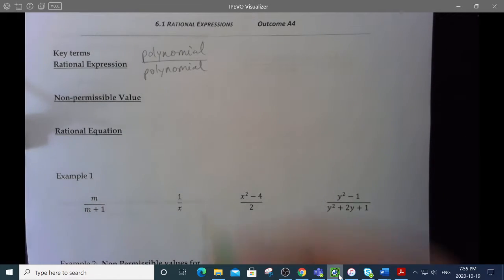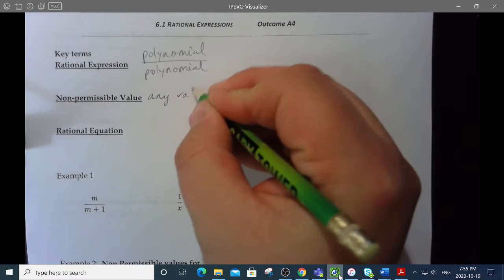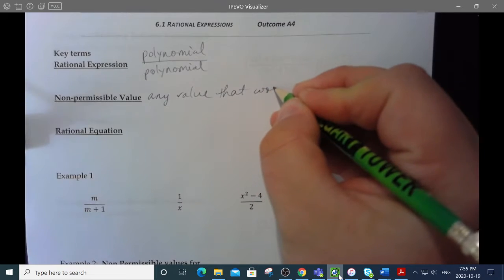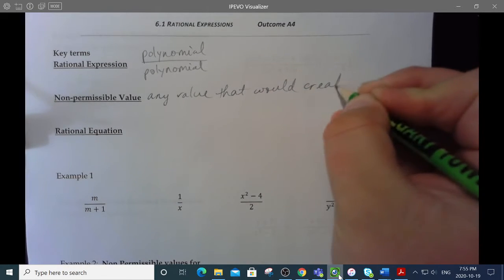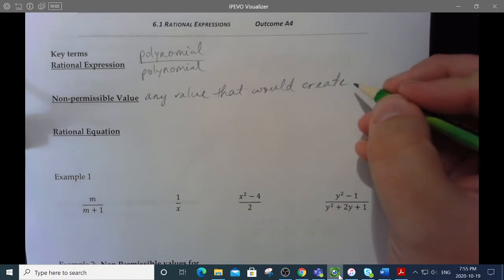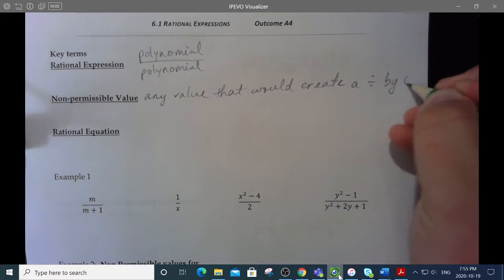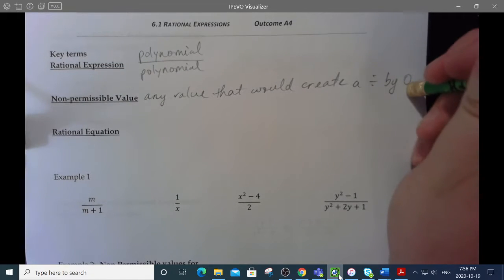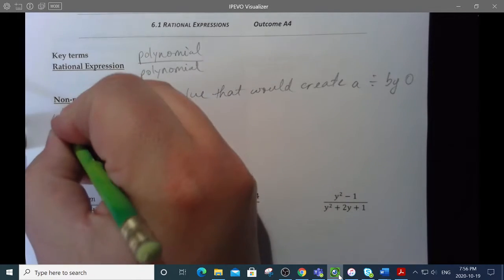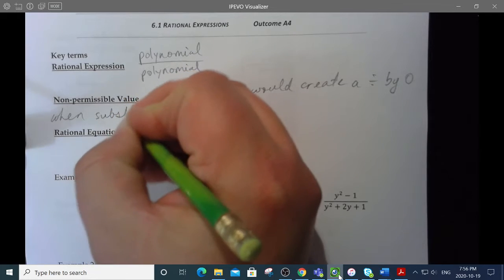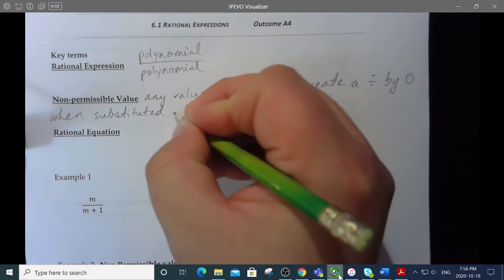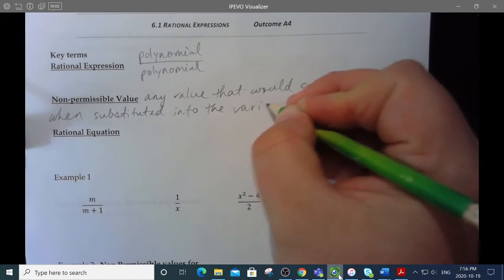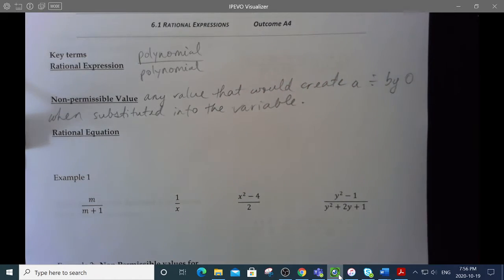A non-permissible value is any value that would create a division by zero when substituted into the variable.